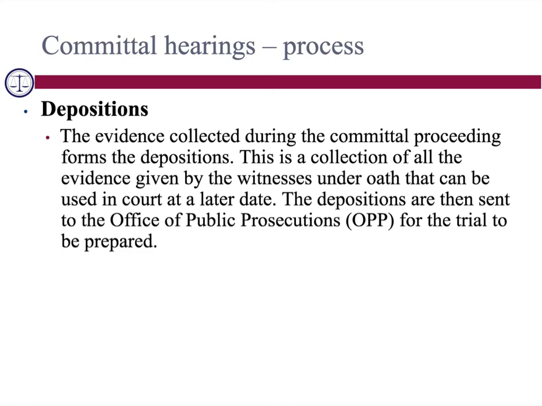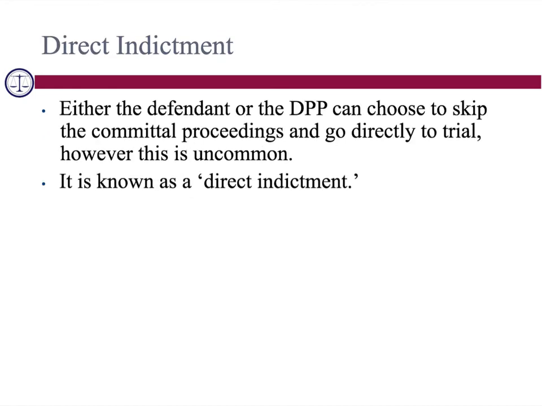The evidence collected during the committal proceedings are called depositions. This is a collection of all the evidence given by the witnesses under oath that can be used in court at a later date. The depositions are then sent to the Office of Public Prosecutions, known as the OPP, for trial to be prepared. Either the defendant or the DPP can choose to skip the committal proceedings and go directly to trial. However, this is usually uncommon. It is known as direct indictment if this happens.